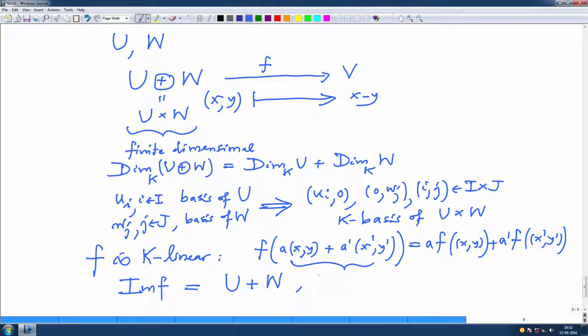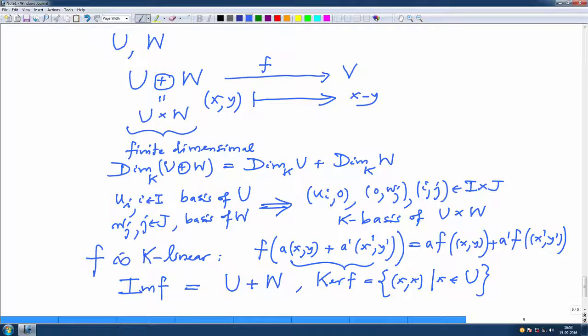Secondly, I want to compute the kernel. So, kernel f is all those pairs (x, y) where it goes to 0. That means x minus y is 0, which means y is x. So the kernel is precisely the diagonal (x, x) where x varies in U. That is the kernel, obvious.